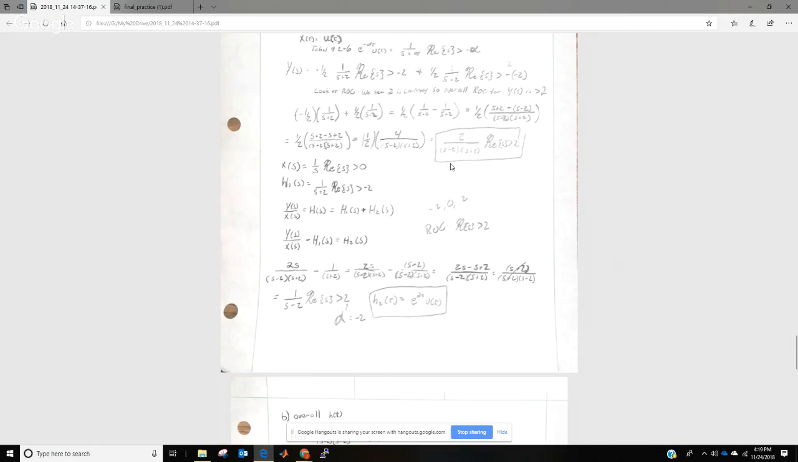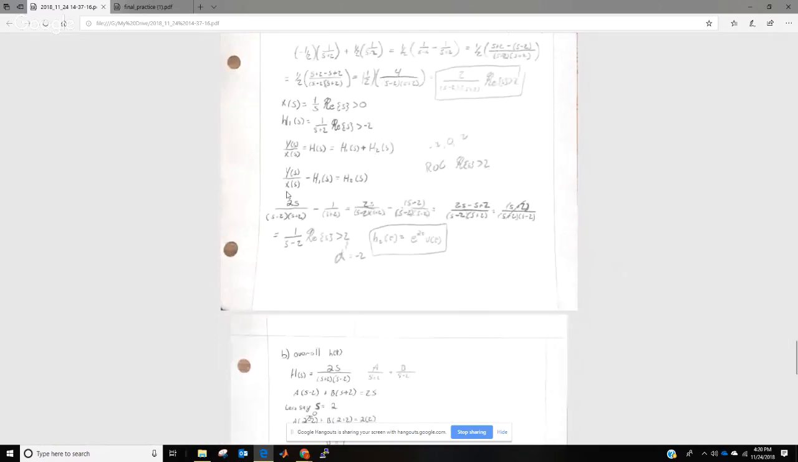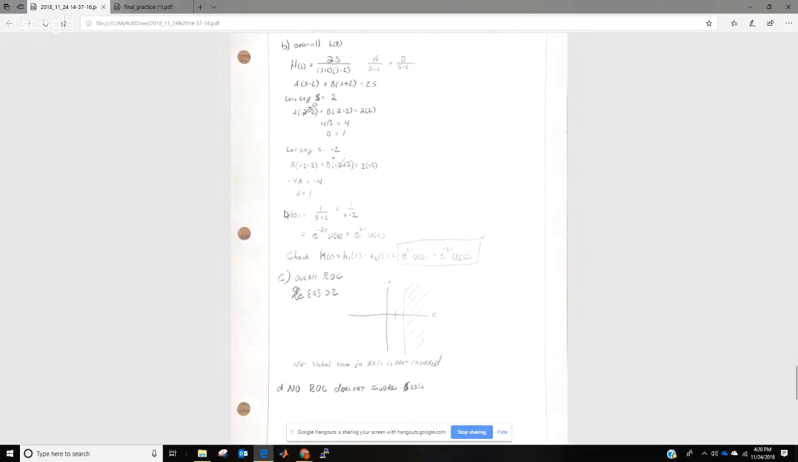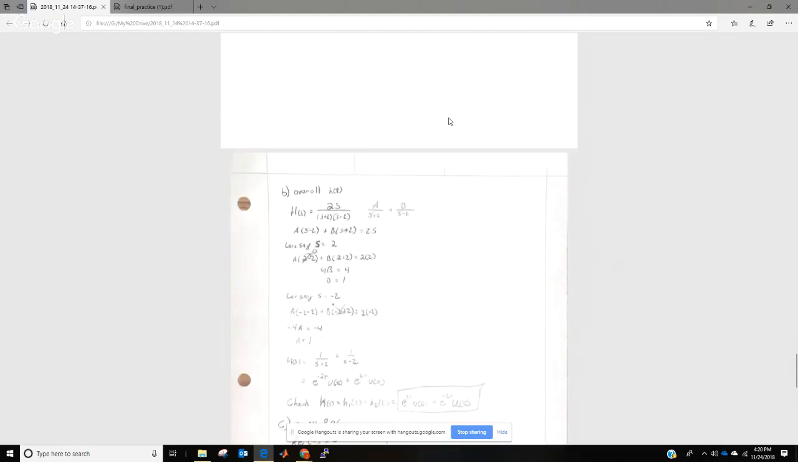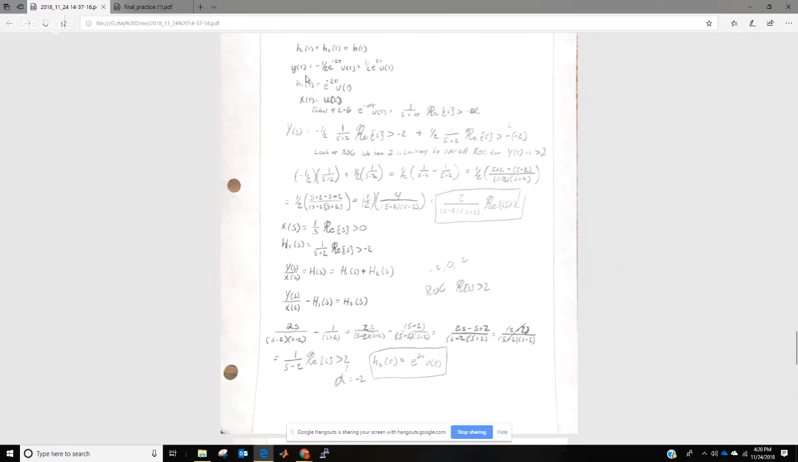So then our h2 of t is e to the 2t times the step function. So that is our time domain impulse response for this block right here. The next question is the overall h of t. Now, there's two ways you can do this. The easy way, which is just add. We've found h2 of t, and you're given h1 of t, and you can just add those together, and that's your answer.